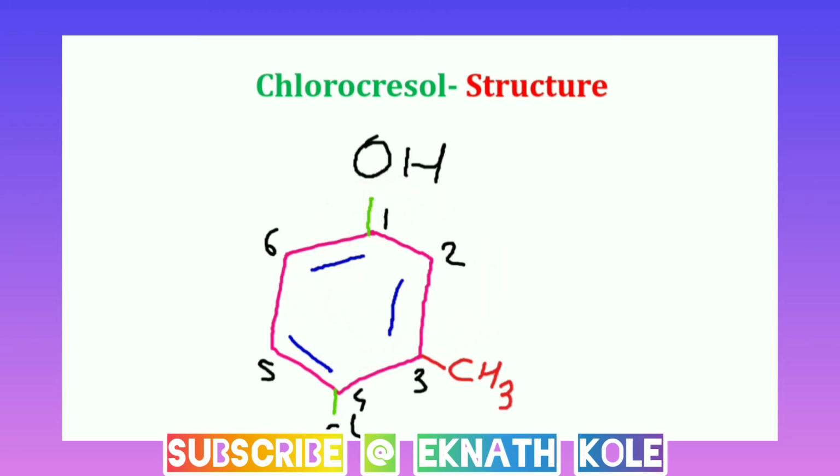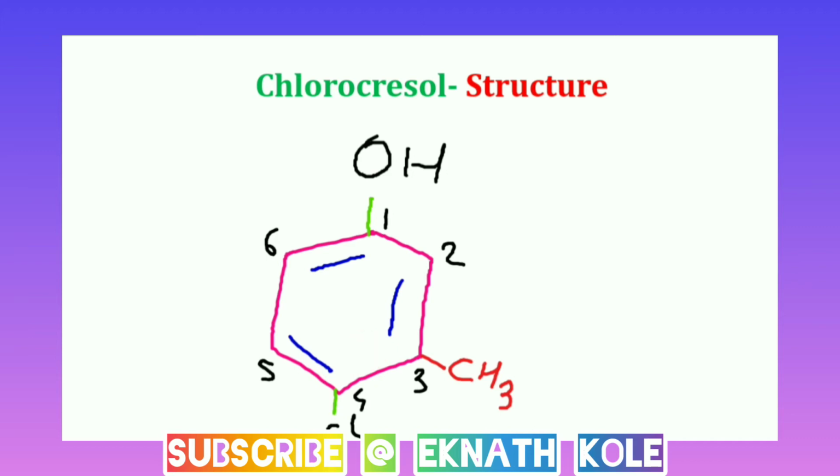Then look, if you number this compound 1, 2, 3, 4, 5, 6, the basic moiety is a cresol. On this phenolic ring, on the first position you have the hydroxyl group, so it is considered a phenol. Then on the third position you have the methyl group, and on the fourth position you have the chlorine.